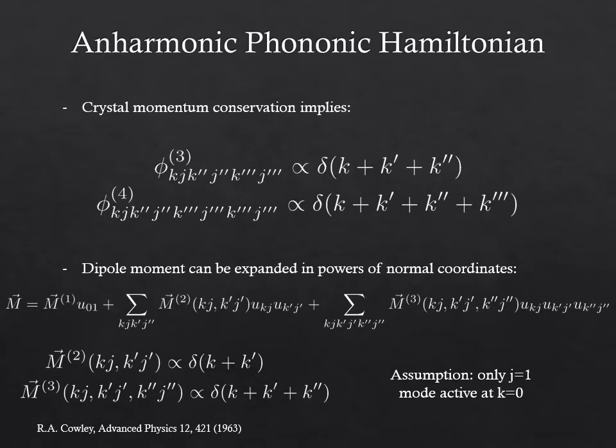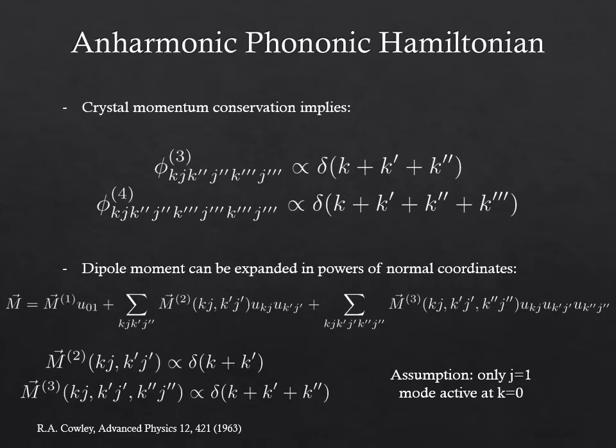So we have a few unknowns here. First of all, let's look at the Phis here, which are the coefficients in the anharmonic terms of our Hamiltonian. So you can see by conservation of crystal momentum that these coefficients are proportional to delta functions of the sum of the different crystal momenta that they depend upon. And this is just physically a consequence of the conservation of crystal momentum.